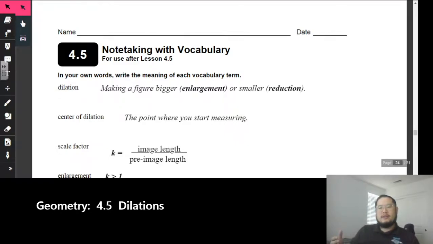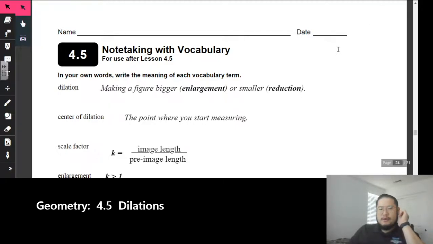So how do we know whether it's an enlargement or a reduction? Well, we'll get to that in a bit. Let's take a look at our next term, the center of dilation. That is the point where you start measuring to determine how much we're going to enlarge or reduce a figure.